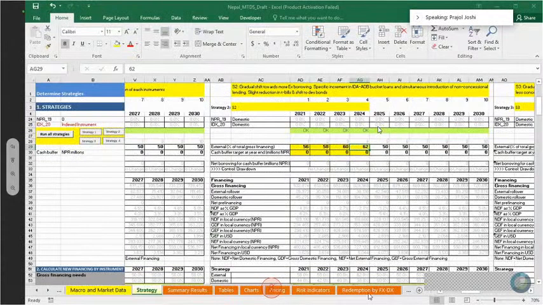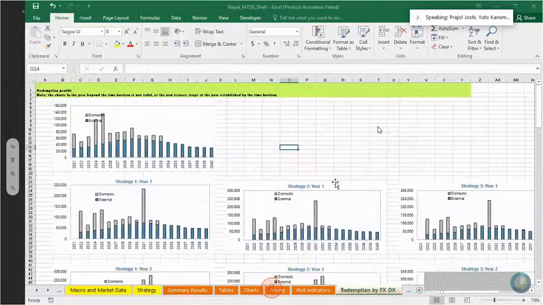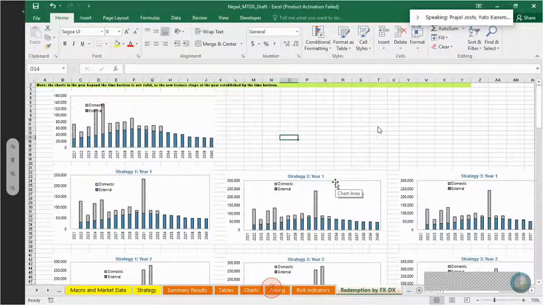So, redemption profile. Right. Yes, that's it. So yes, I found that in every strategy there is a huge redemption profile happening in 2031. This is basically due to the 10 years development bond. So I want to know your perception.